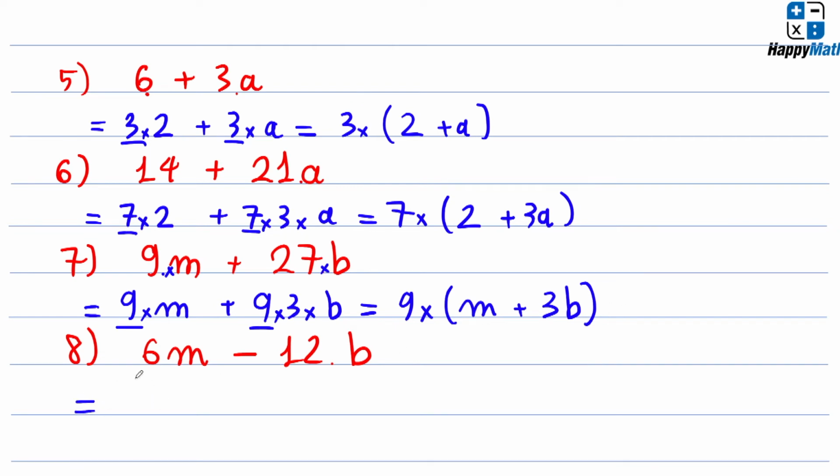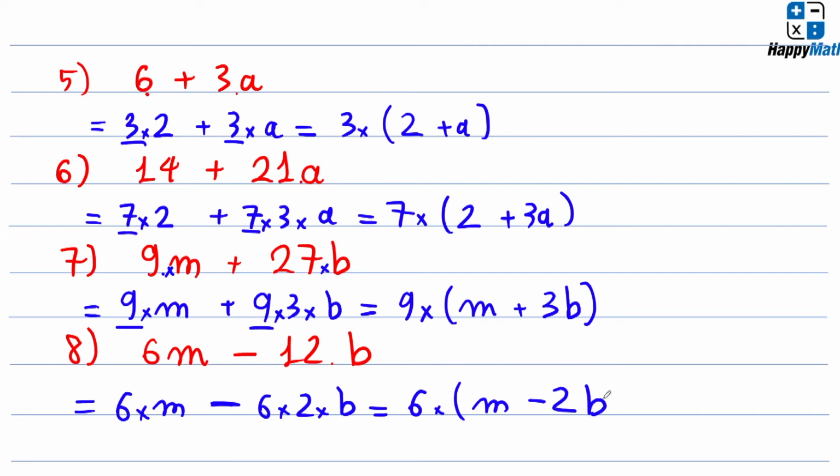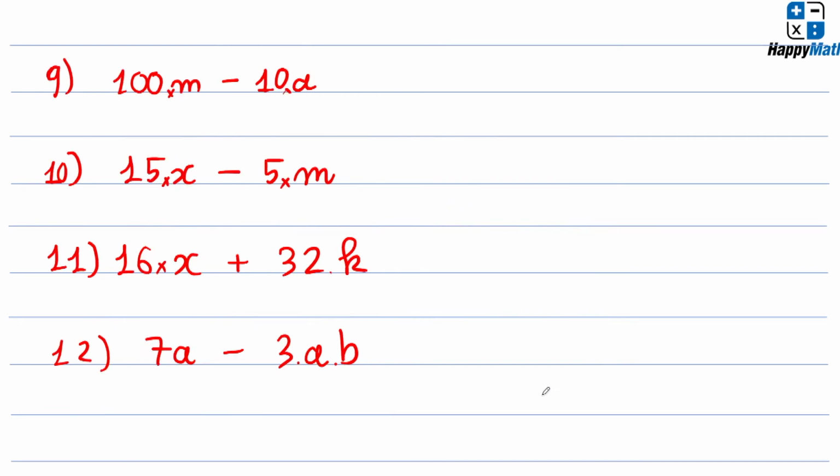Okay. And the next one, you've got 6 multiply m minus 6 multiply 2 multiply b. And I take 6 outside. The first term, you've got m left. And the second term, look at this, it's not plus, it's minus here. So minus 2b left. Okay, I'm done for question 8. Understood? It's not too difficult, right? And the next one is a little bit harder.